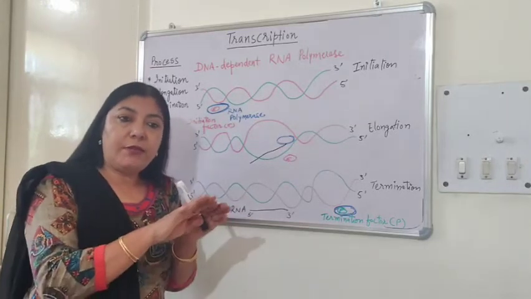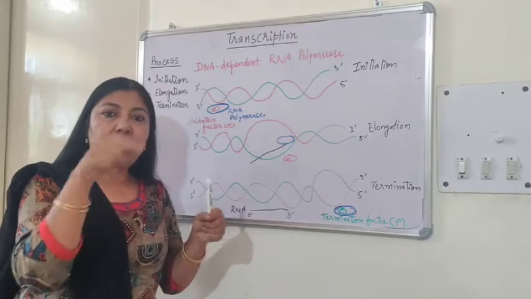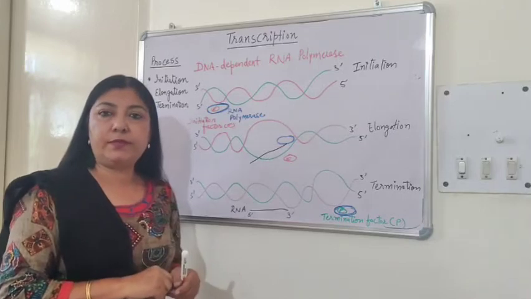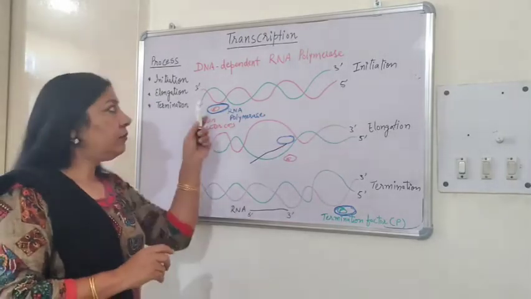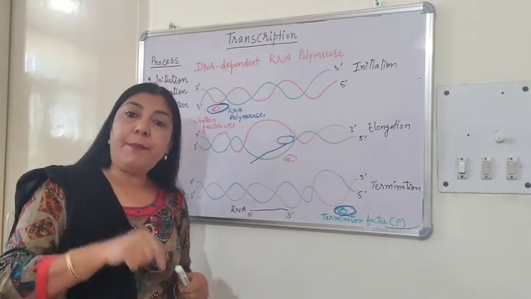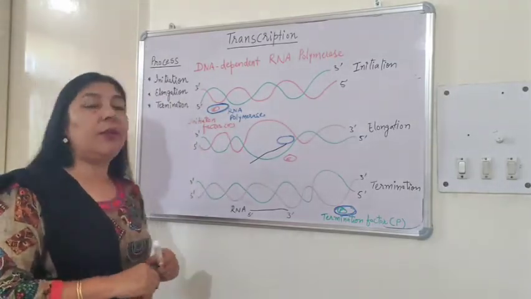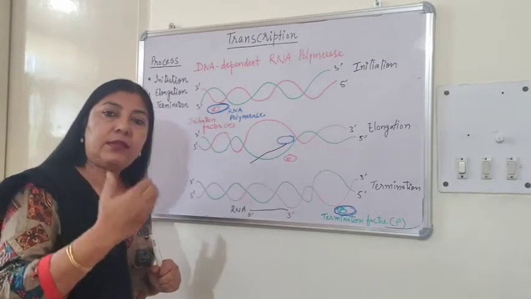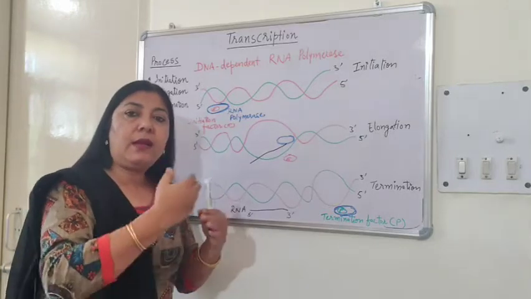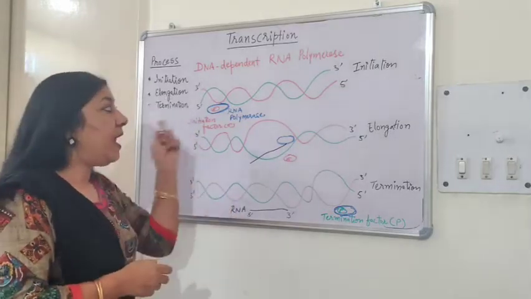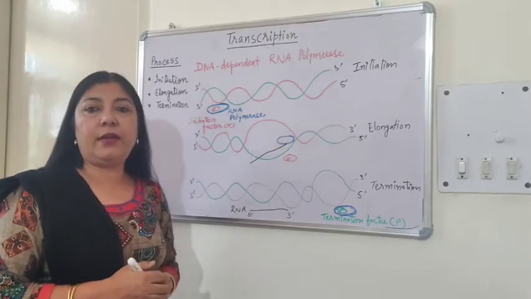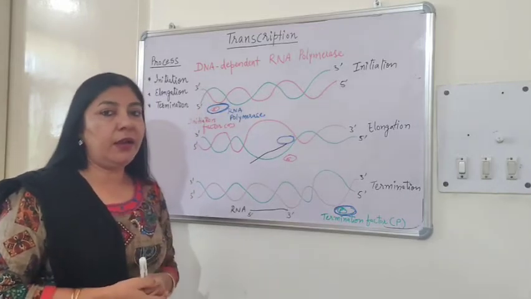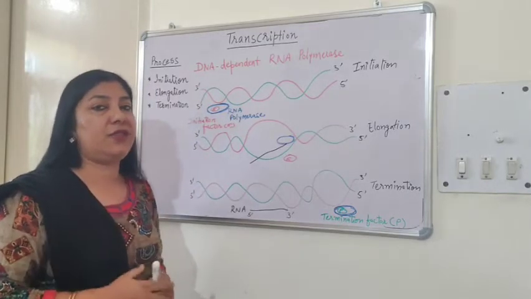What it will do is first unwind the double-stranded DNA, around 25 to 30 base pairs. Then, based on the template strand, that is the strand showing the polarity 3' to 5', it will start making a transcript. That strand which is showing the polarity 3' to 5' will become the template strand or the antisense strand.